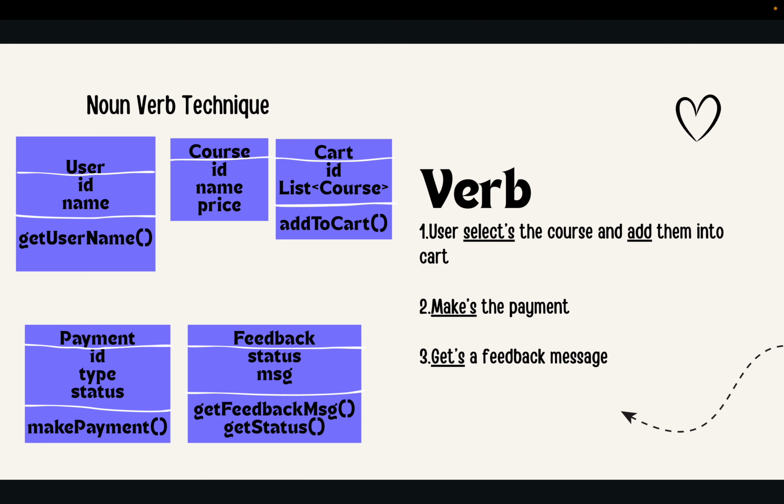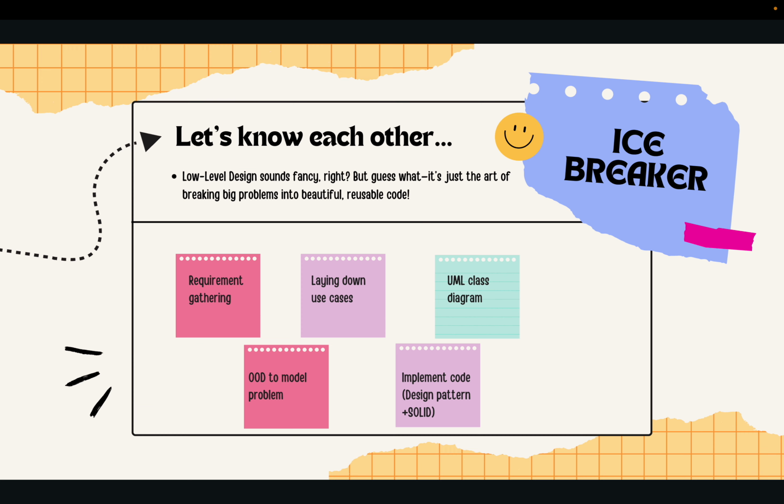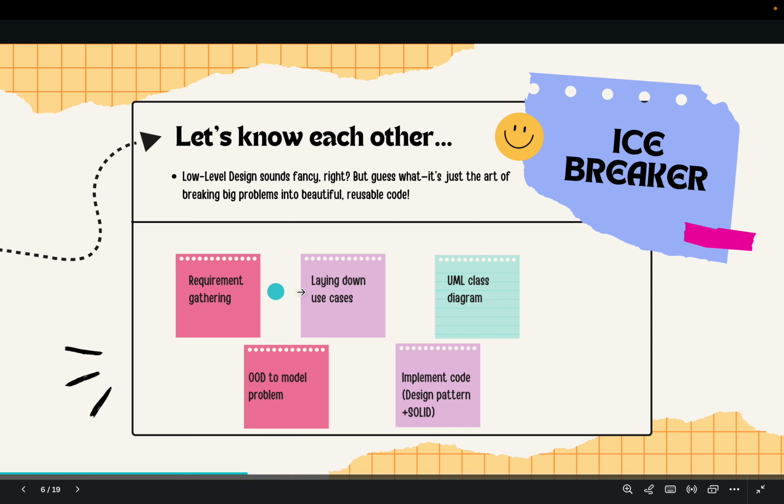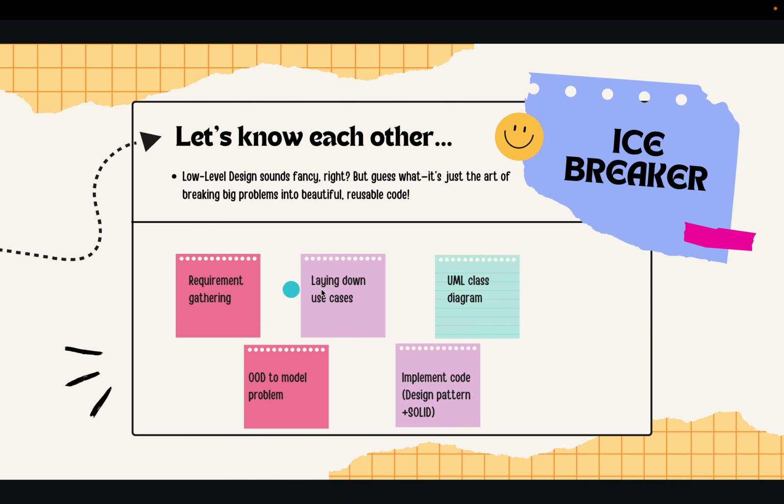So based upon your requirements, you can add multiple methods. But this noun and verb technique helps us create the class diagram. Using the nouns we can create the classes, and using the verbs we can create the mandatory methods required for the class. After that, we are implementing all these things: requirement gathering, laying down the use cases, and the UML class diagram.